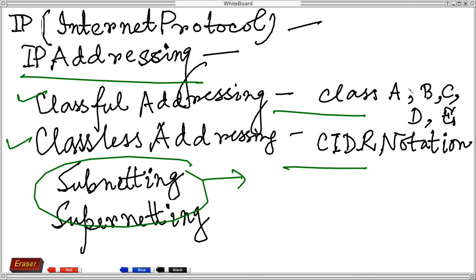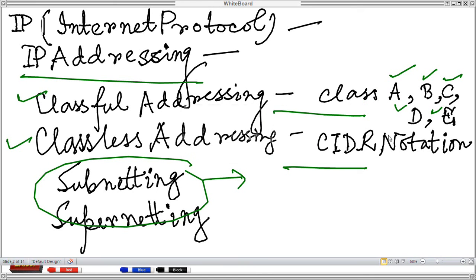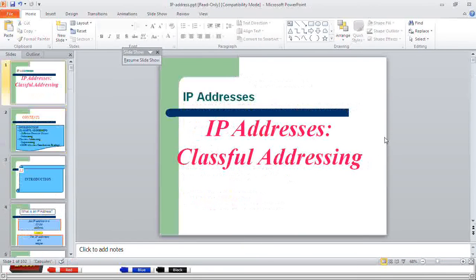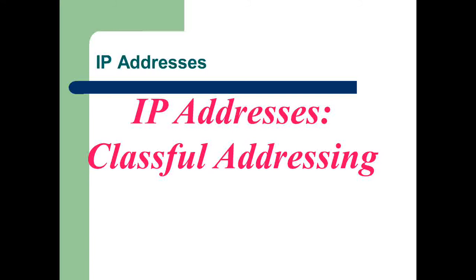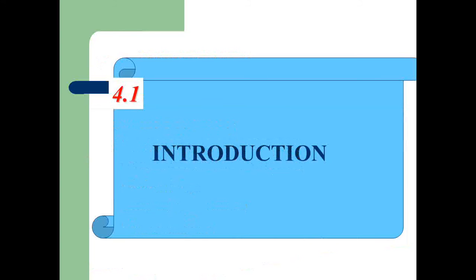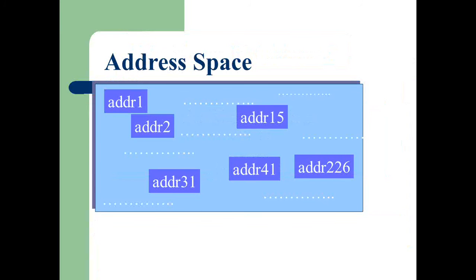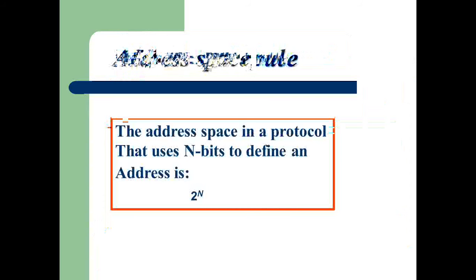Now in classful addressing, what do we mean by class A, class B, class C, class D and class E, and how are these classified? I'm just going through this slide of Verizon, and let me give you an introduction of classful addressing. Now these are the address space.